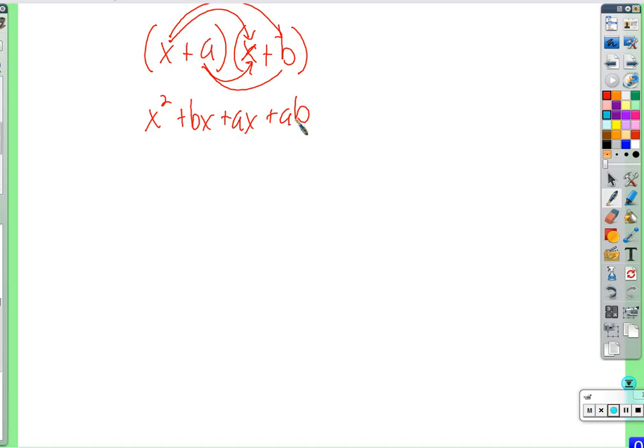And then we can add whatever b and a are together, and that's how many x. So now let's do it without the rectangle and see if we remember everything that we're supposed to do. Ready for that? Okay. So x plus 3 times 3x plus 5.